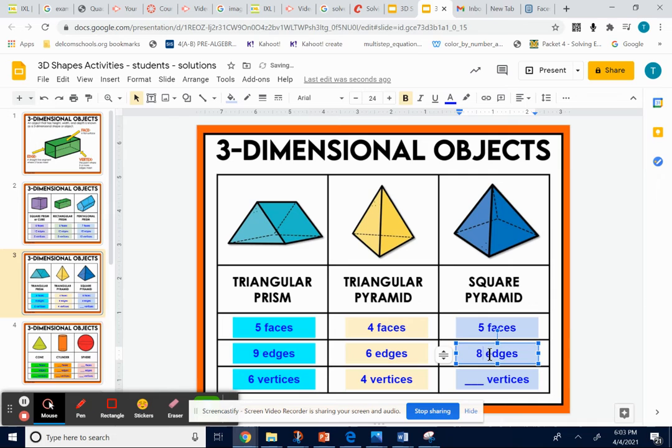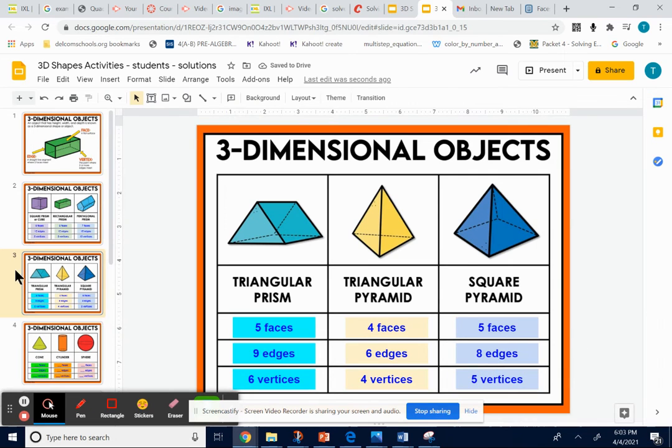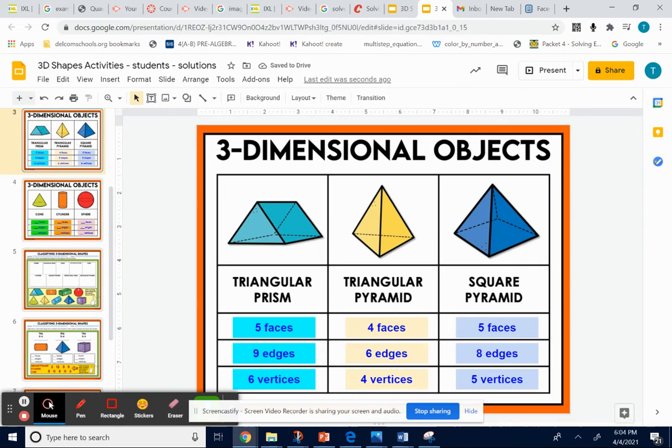Okay, vertices. Those are the corner points where the faces meet. 1, 2, 3, 4 along the base square, and then a 5th one up here on the tippy top. So 5 vertices. Okay, one more slide. And there's some for you to do on your own just to review all this.